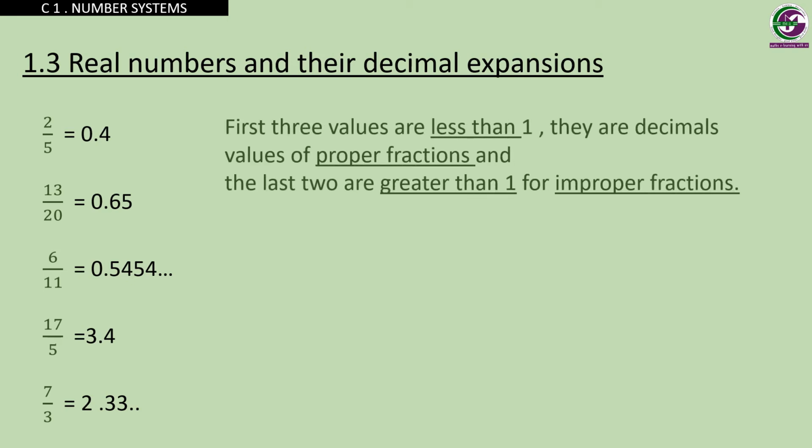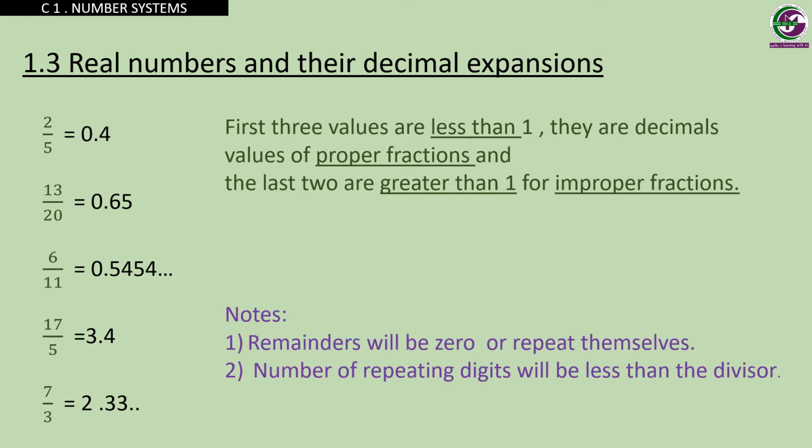The first three of them are proper fractions, and the values are all less than 1, 0 point something, again 0 point something. These are all less than 1. But look at the last two examples. They are improper fractions and their values are greater than 1, or in rare cases they can also be equal to 1. Okay, now we have to see properties related to the digits after the decimal.